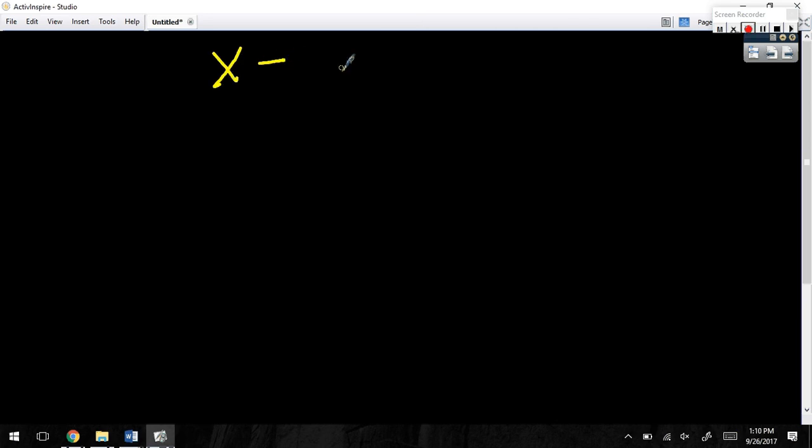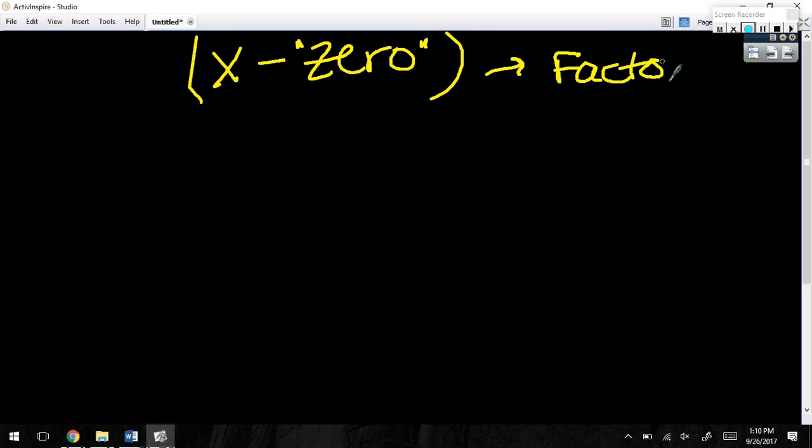x minus, and I'm going to put zeros in quotes because I'm not talking about the number 0. I'm talking about a zero of the function. X minus any zero, and I'm saying minus because the sign has to change. So x minus a zero is always a factor. And if you have a factor, then you can divide and find the other zeros. This, by the way, is called the factor and remainder theorems.